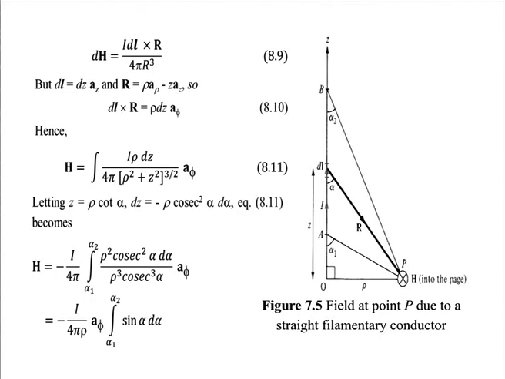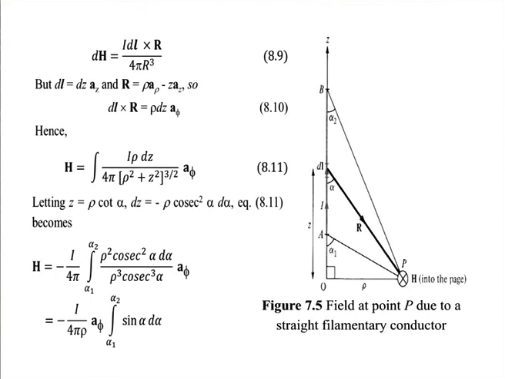But from the figure it can be seen that dl is equal to dz a_z and vector r is equal to rho a_rho minus z a_z. Therefore, dl cross r becomes equal to rho dz a_phi. Putting this in equation 8.9 and taking the integration, we get the expression for H as given in equation 8.11.